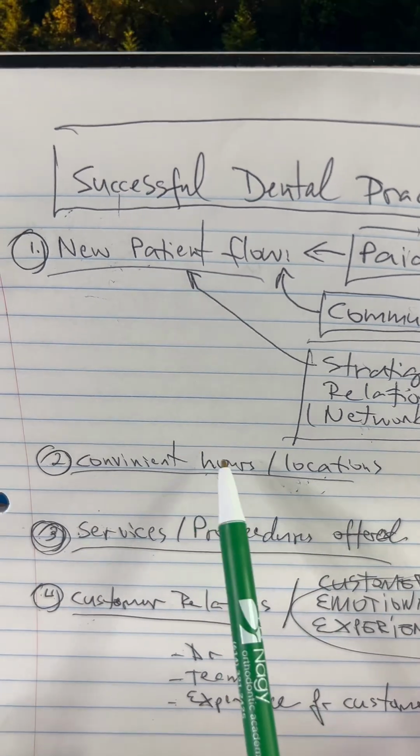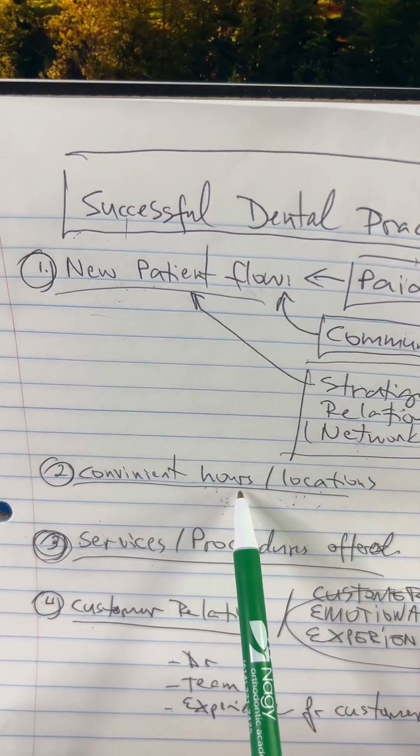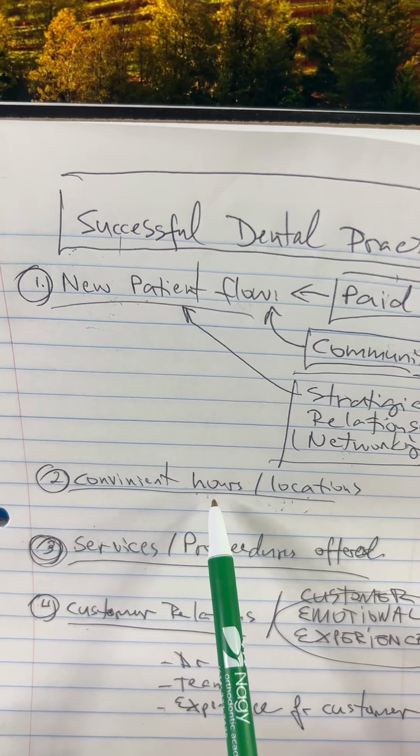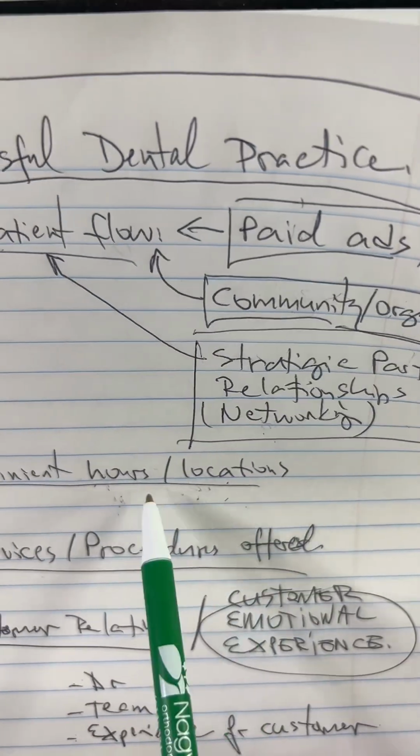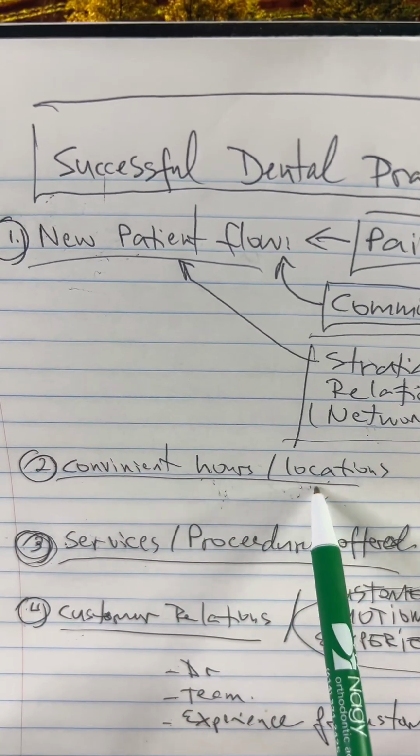For example, we work 3 days a week, but we have days that our patient base really wants, because most of them work in 3 shifts. So we have hours and locations that really work for our patients. So convenient hours and locations is very important.